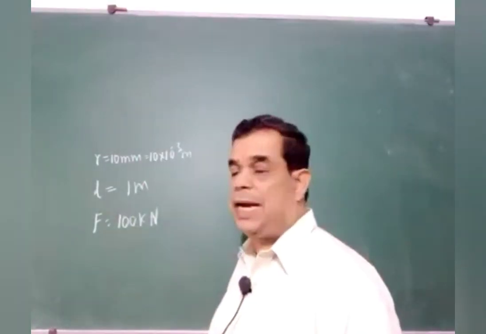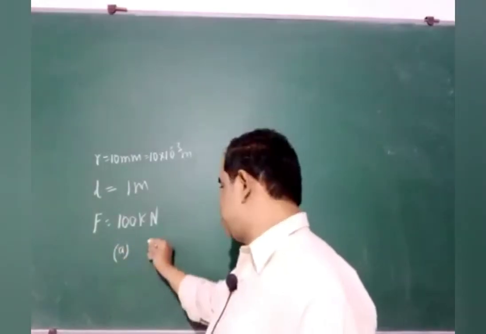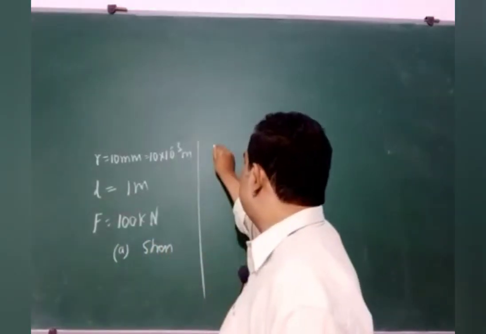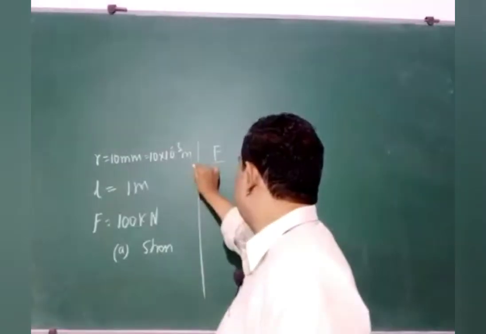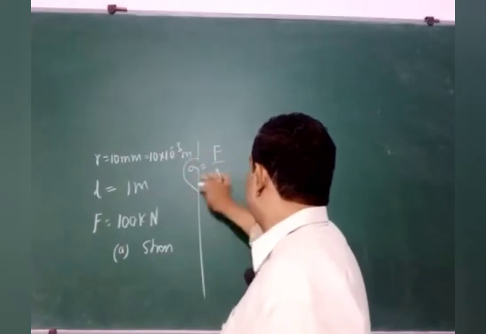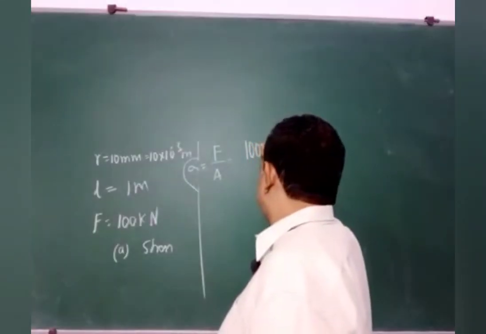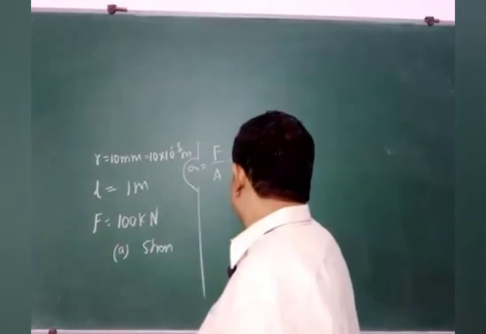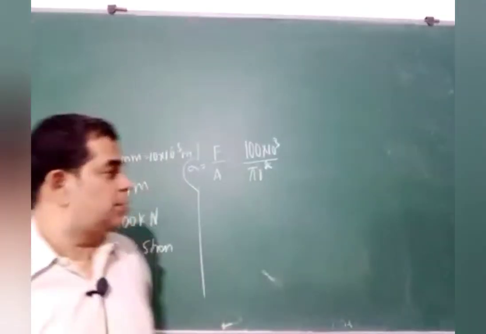You are asked to calculate 3 things. Part 1, what is asked? Stress. We do that first. What is stress? F by area, what we usually denote by sigma. F is 100 kilonewton. Kilo means 10 raised to 3 Newton. Divided by area, pi r square, the cross-sectional area of the wire. Substitute everything, you'll get the answer.